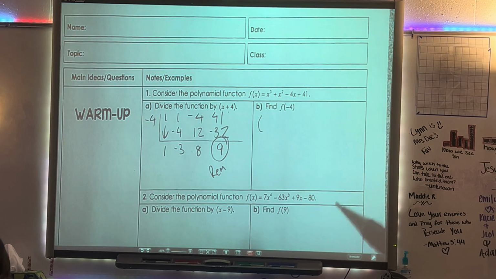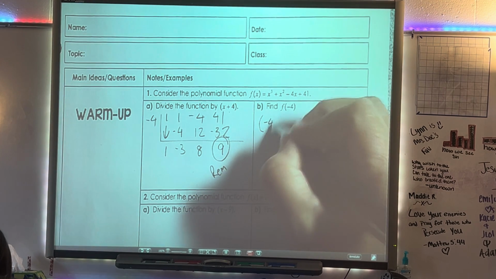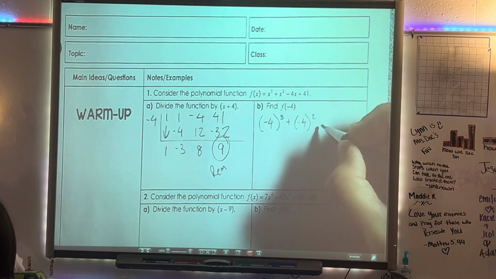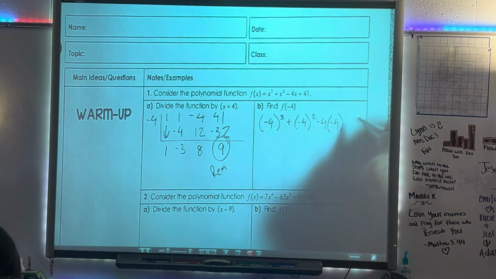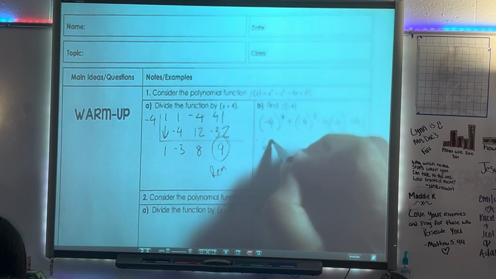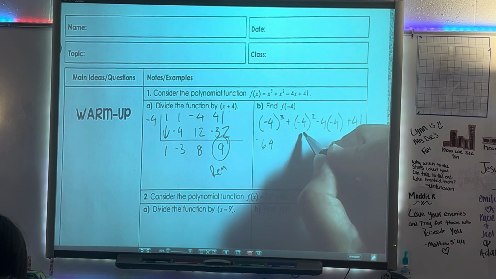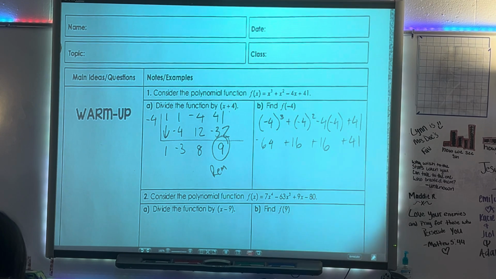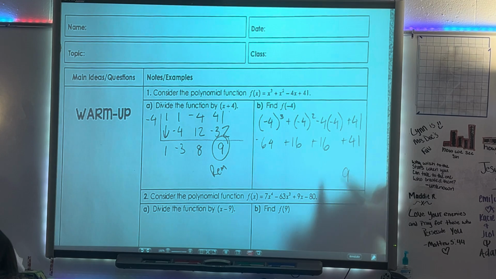Alright, so this is saying if I wanted to find f of -4, I would plug that into the equation, right? So if I did that, I would have -4 cubed plus -4 squared minus 4 times -4 plus 41. -4 cubed is going to be -64. -4 squared is going to be +16. -4 times -4 is also +16. And then we have a +41. We add all that together, and we also get 9.